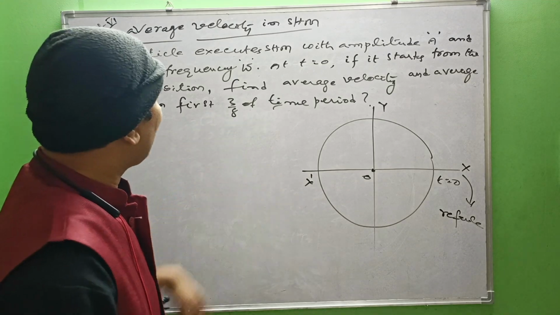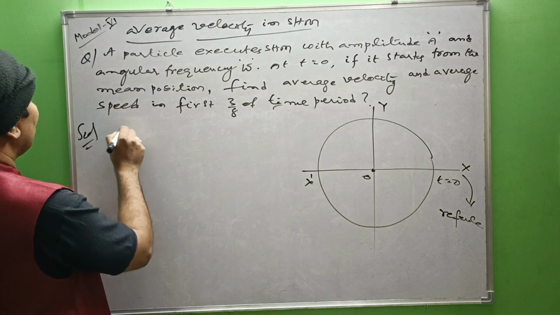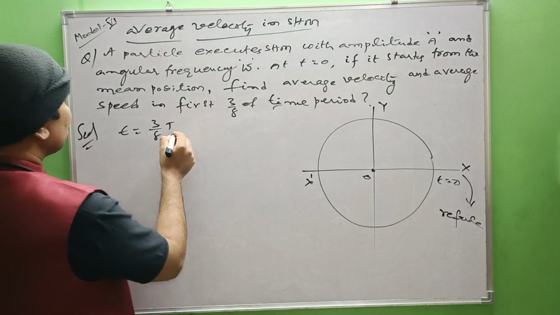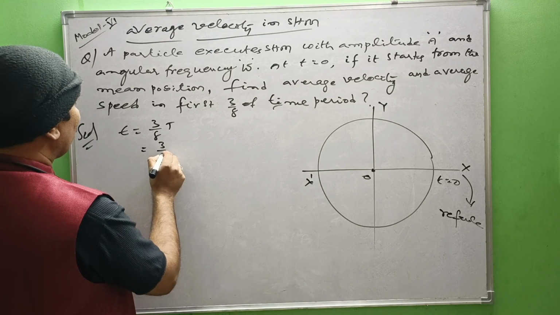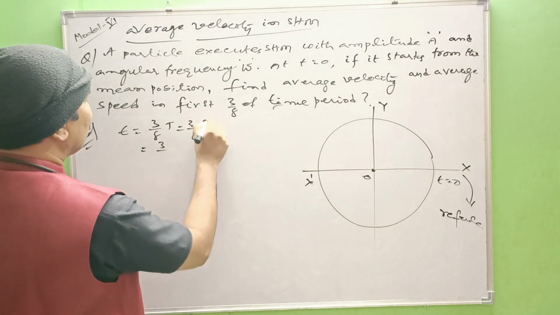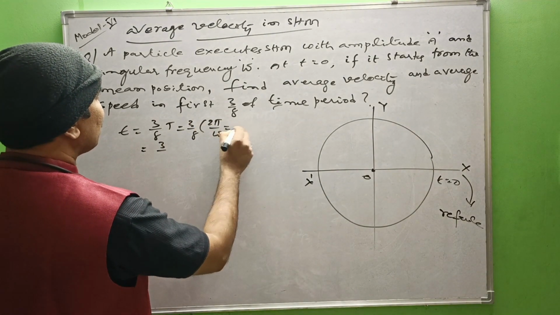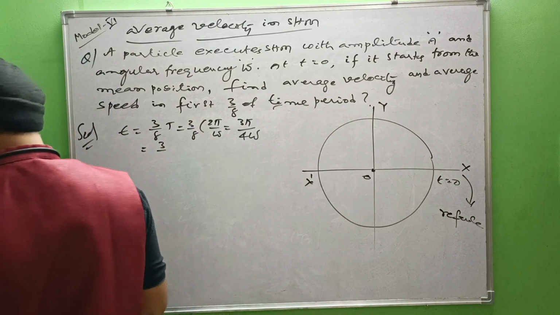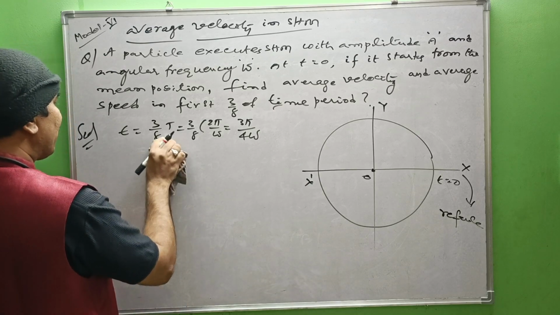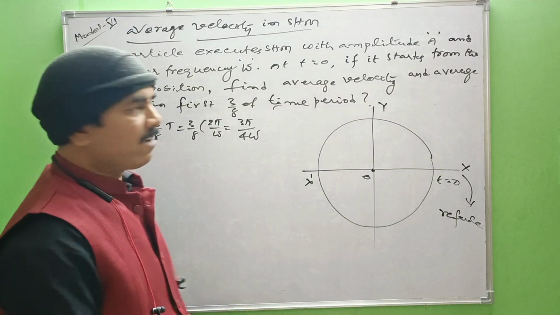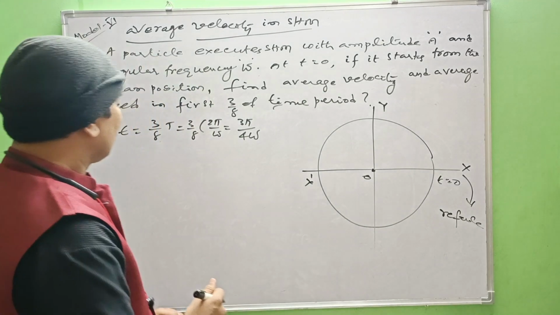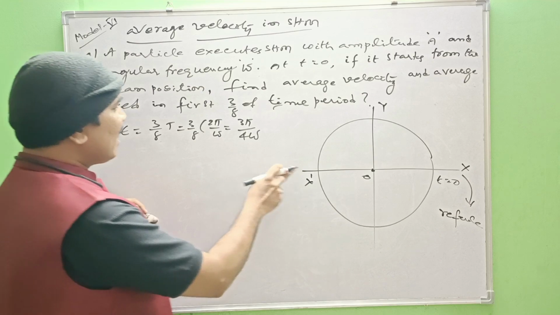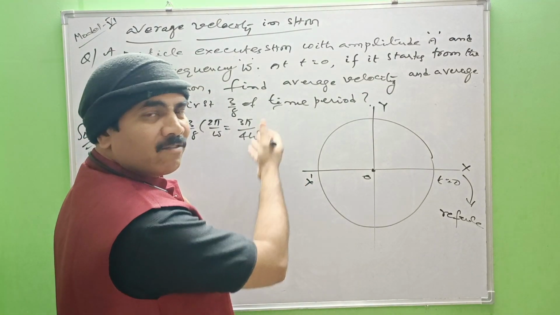Now, in a given time, what is the time? 3 by 8th of time period. See here, see the solution. t equal to 3 by 8th of time period, that is 3 by 8th of 2 pi by omega. That is 3 pi by 4 omega is the time, right? 3 pi by 4 omega is the given time in terms of angular frequency, right? In that time, 3 by 8th of time means it is less than half of the time period and more than 1/4 of time period.